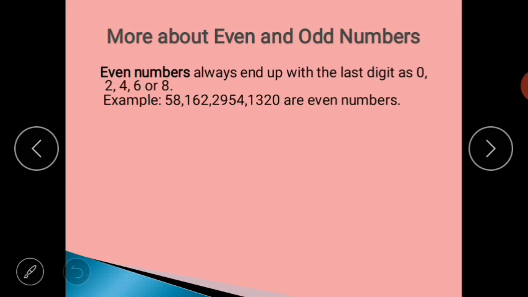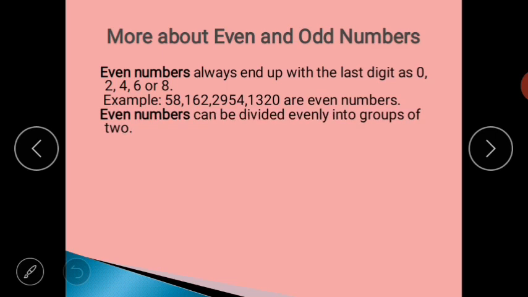For example, 58. In 58, the last digit is 8, so it is an even number. In 162, the last digit is 2, so it is also an even number. Likewise, you can identify each and every number.